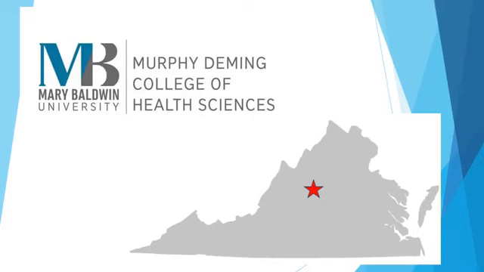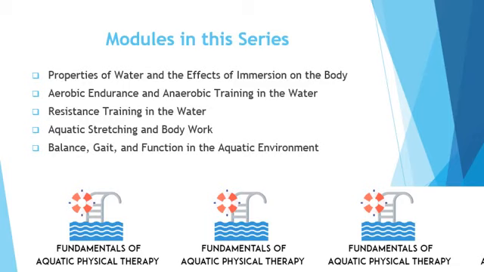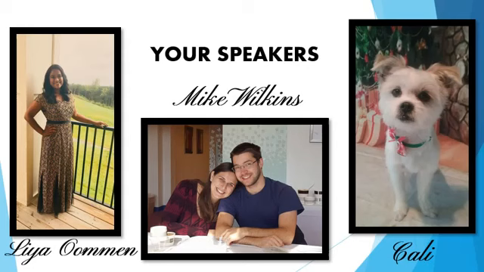We want to give a shout out to our school, Murphy Deming, located in Fishersville, VA, in the heart of Shenandoah Valley. There are 5 modules in this series. You're encouraged to take a look at the other modules. The properties of water and the effects of immersion on the body, aerobic endurance and anaerobic training in the water, resistance training in the water, aquatic stretching and bodywork, balance, gait, and function in the aquatic environment.